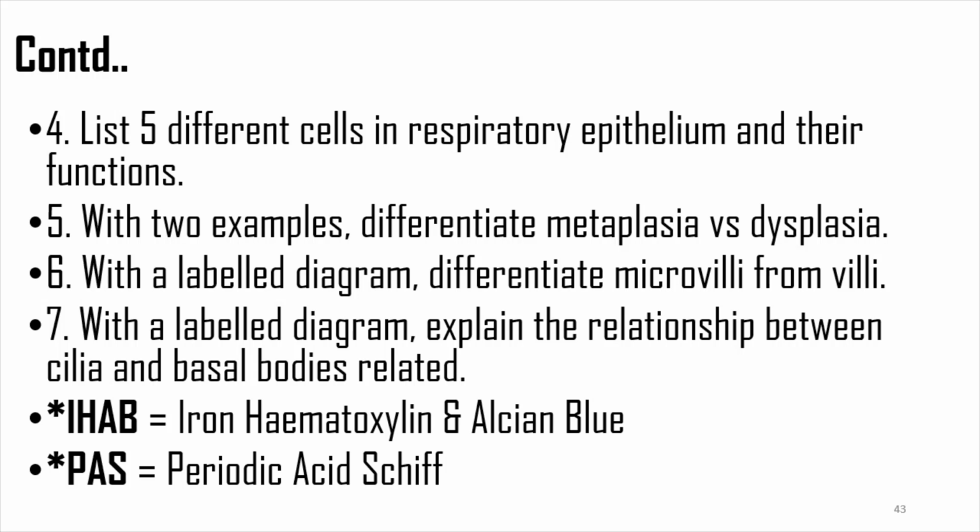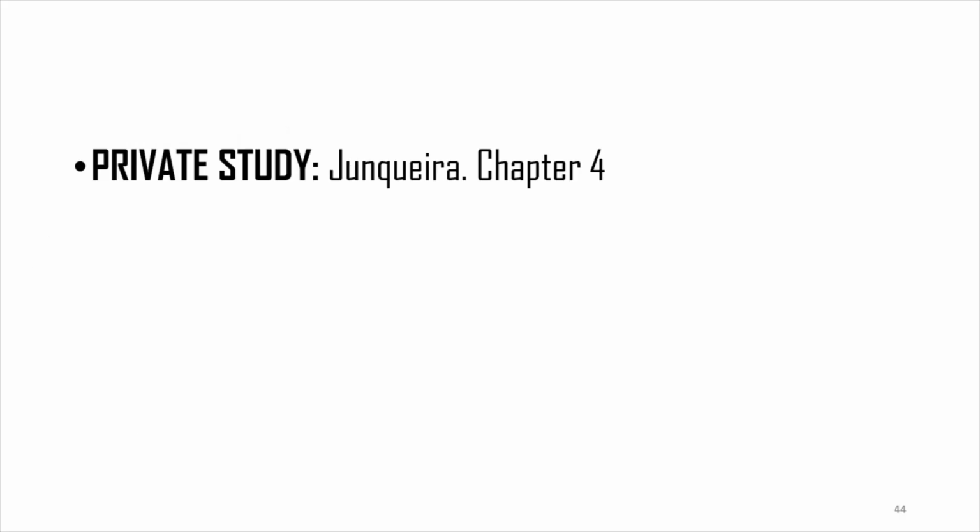So this is simply the change of shape in epithelia. Okay, so you're going to see the differences between metaplasia and dysplasia. With a well-labeled diagram, differentiate microvilli from villi. And number 7, with a well-labeled diagram, explain the relationship between cilia and basal bodies. Okay, so if you saw any abbreviations like PAS in the presentation, that simply stands for periodic acid Schiff.